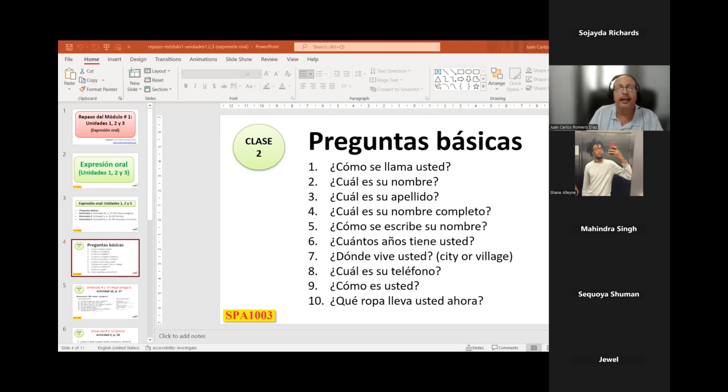¿Dónde vive usted? Vivo, vivo en Georgetown, o vivo en Middle Road, o vivo en Guyana. Joel, ¿dónde vive usted? Vivo en Guyana. Guyana, ajá. Vivo en Guyana. Ralph, ¿dónde vive usted?